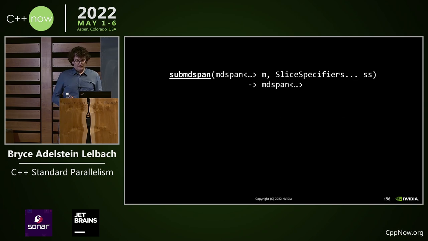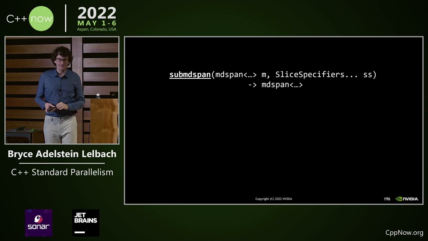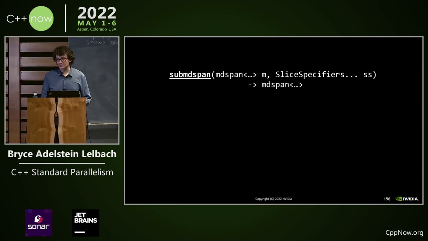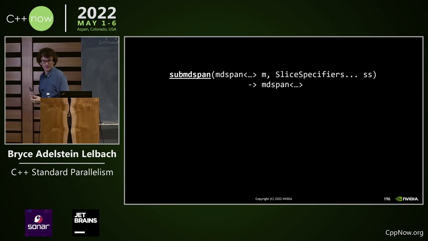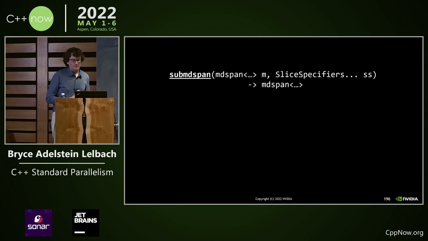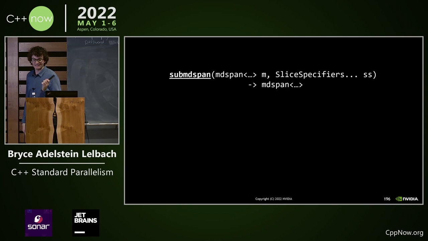future. So MDSpan has a powerful slicing interface called sub-MDSpan. Powerful interface, not so great name. It takes an MDSpan and returns a sliced MDSpan. Because MDSpan is non-owning and cheap to copy, slicing it is also cheap. You're just creating a new view of the same underlying data. The input MDSpan is not modified.